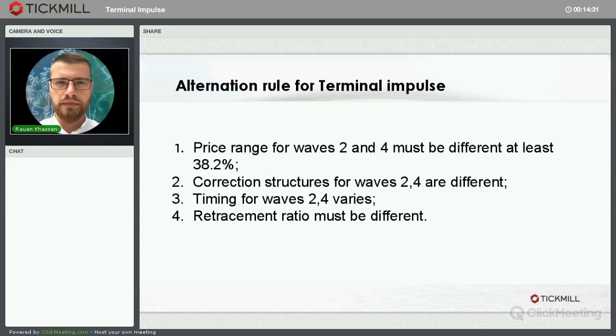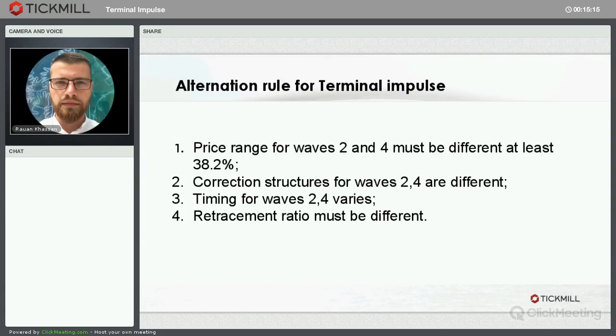First of all, the price range for waves 2 and 4 must differ by at least 38.2%. This number is not random, but is taken from the Fibonacci theory, which is highly correlated with the Elliott Wave theory. Second, correction structures for waves 2 and 4 are different, which means that if wave 2 is represented by a zigzag, wave 4 should not be another zigzag. It could be a triangle or a flat correction instead.